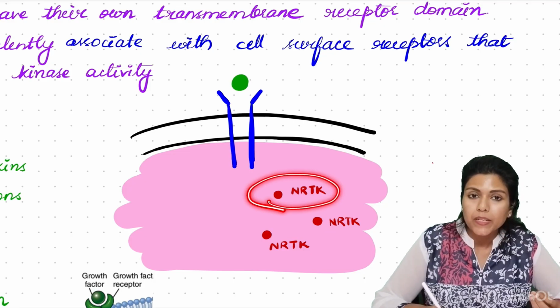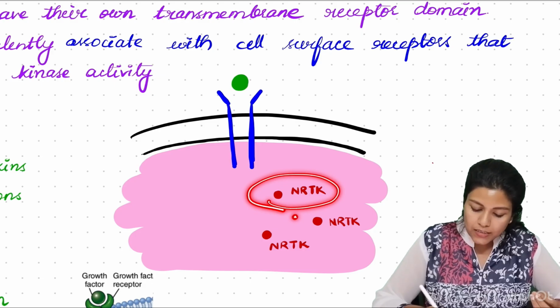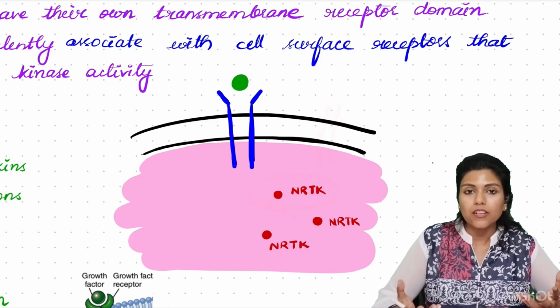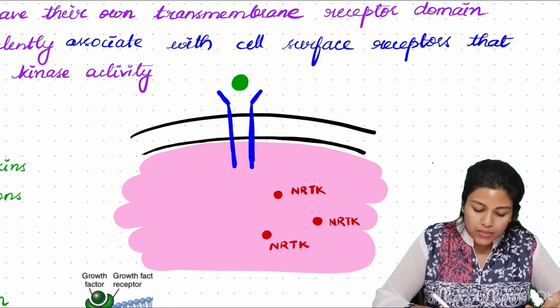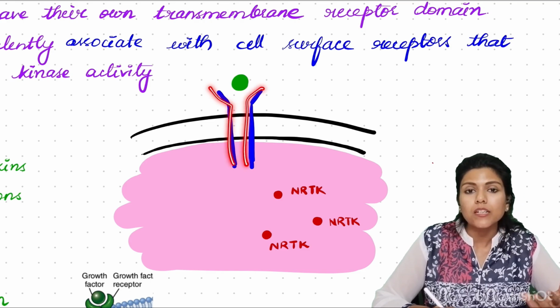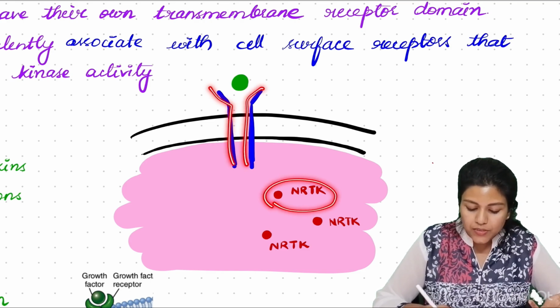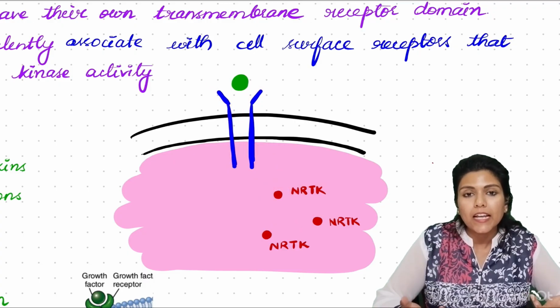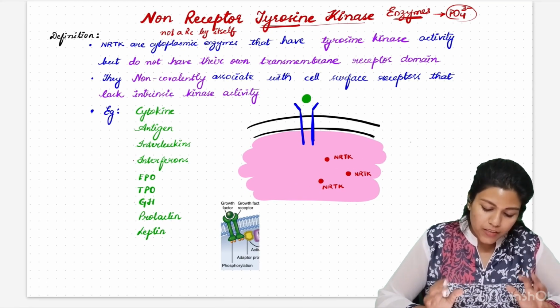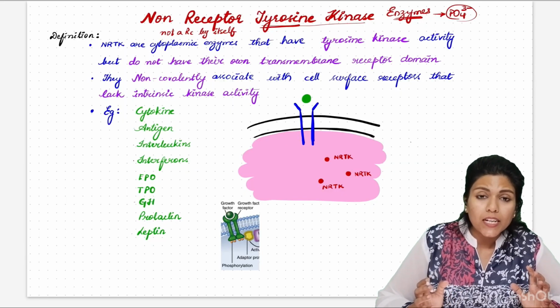The NRTKs are enzymes present in the cytoplasm, but they lack the structure. Whenever any helpless receptor without an engine is present, these engines move towards that structure and help them transmit the signal. So this is the main function of non-receptor tyrosine kinases.